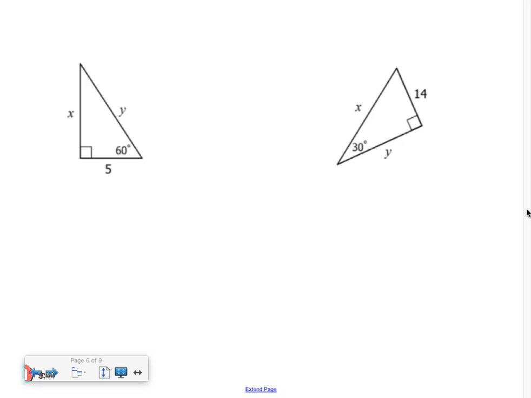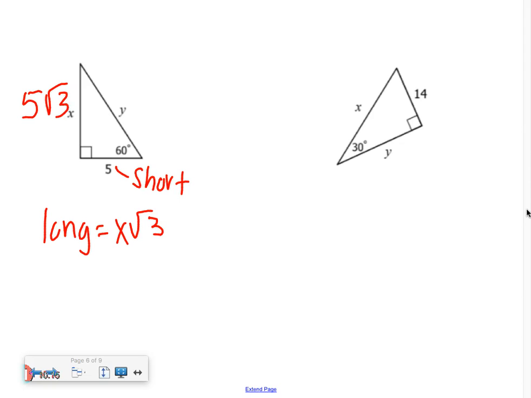So step one, we have to decide what leg are we given? What's 5? Short. Okay, let's find X first. What leg is X? Long leg. And I know my long is your short times square root 3. So 5 root 3. Perfect. Can we leave it like that? That's it. And then how would you find y? 5 times 2, which is 10. That's it.